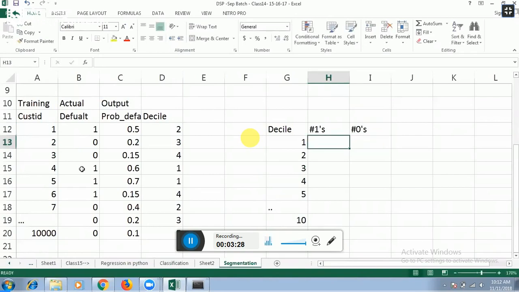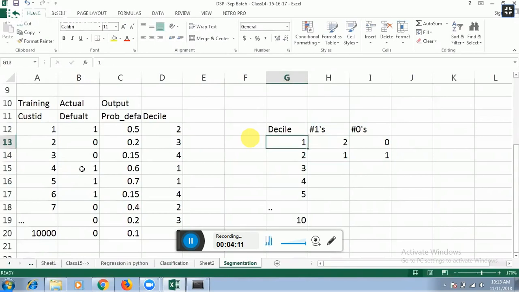In my topmost decile, how many ones are there? You have 2 ones. Any zeros? No. And in the second decile, how many do we have? Again, a 1 and a 0 here. And so like this, you are calculating. Decile 2 has a 1 and a 0. So like this, you can calculate the number of ones and the number of zeros.